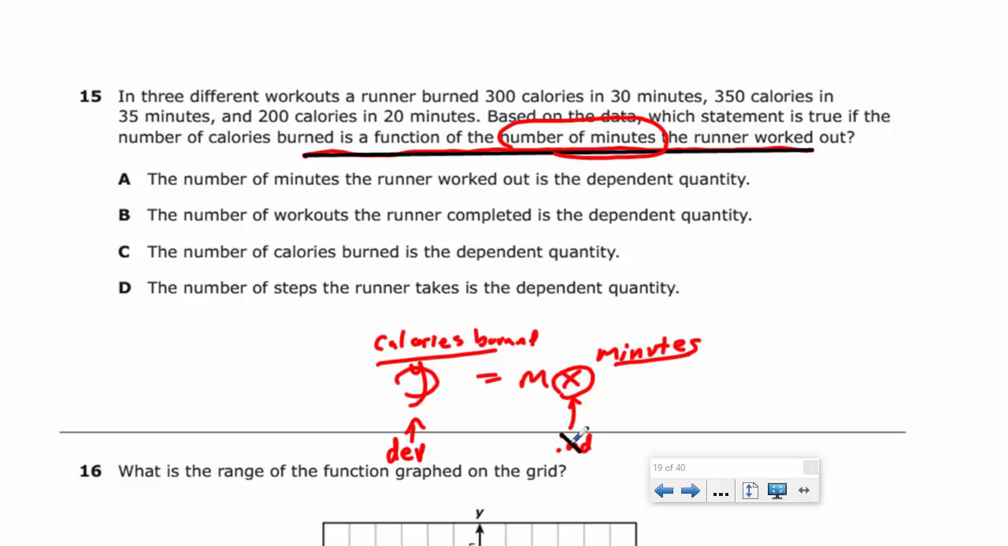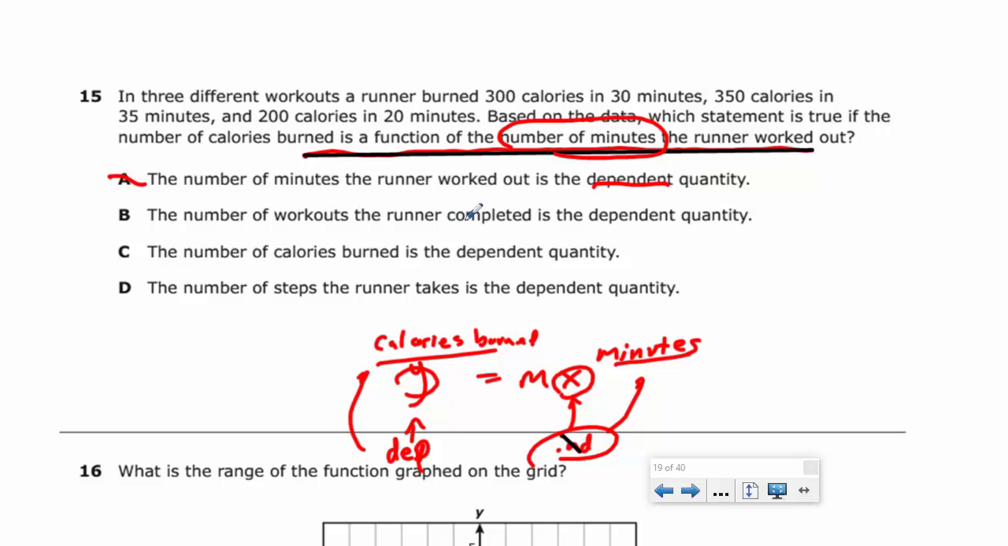Okay? So we have an independent quantity, which is minutes, and a dependent quantity, which is calories burned. So let's check these answers. The number of minutes the runner worked out is the dependent quantity. No, the number of minutes worked out is the independent quantity. I told you this isn't true. It's not dependent, it's independent. So this answer is wrong.